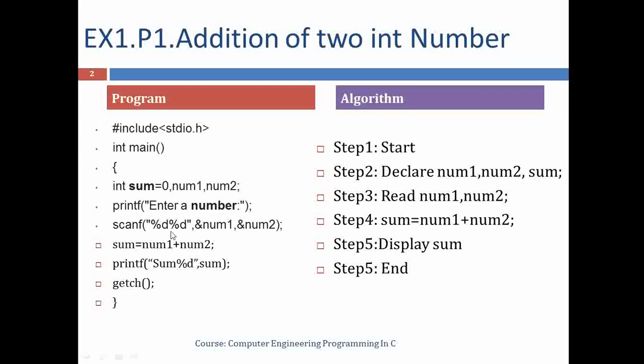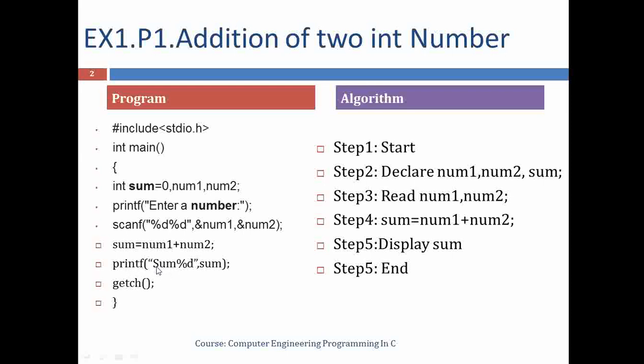So we write here %d. We have to read two numbers, so we write here 2 times %d. Then the first number entered is assigned to number 1, and the second entered number is assigned to number 2. After getting these two numbers, we process the formula of summation. So we write sum is equal to num1 plus num2, and this addition result is assigned to the sum variable.